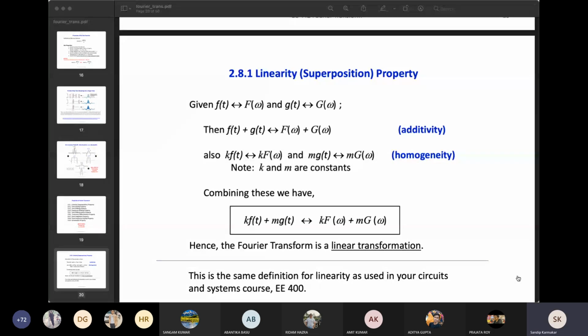What you have to do is find the Fourier transform of k f(t) plus m g(t). By definition, it is the integral of k f(t) plus m g(t) times e to the power minus j omega t, with integration between minus infinity and plus infinity. Since k and m are constants, they come out, and then f(t) e to the power minus j omega t and g(t) e to the power minus j omega t remain, and from there you can find the value is k F(omega) plus m G(omega).